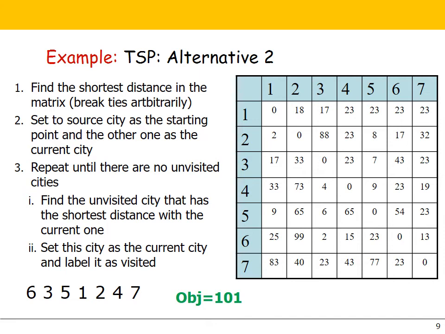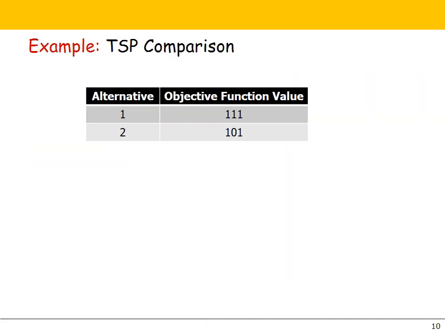Okay, so we had two alternatives for TSP. Basically, they both have the same idea, but the starting point was different, and with that difference, we improved the objective function value. And if we compare these two, we see that the first alternative has an objective function value of 111, and the second one has 101. So for this instance of the problem, we say that alternative 2 is better.